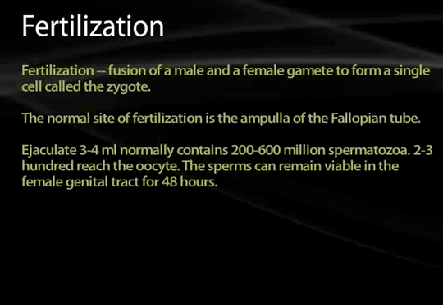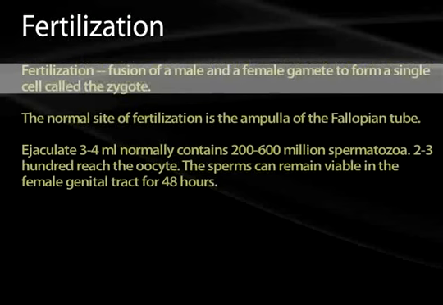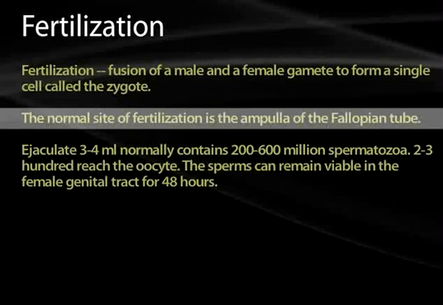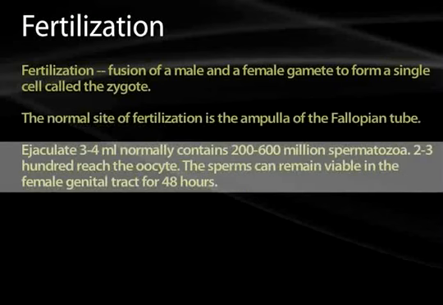So, looking at fertilization, we know that fertilization is a fusion of the male and female gamete to form a single cell called the zygote. We've been reminded that the normal site of fertilization is the ampulla, but it's also a site of common tubal pregnancies in clinical scenarios. And we know that there's multiple opportunities for fertilization and that they require a large number of sperm from the male, typically 200 to 600 million, with only 200 or 300 reaching the oocyte.